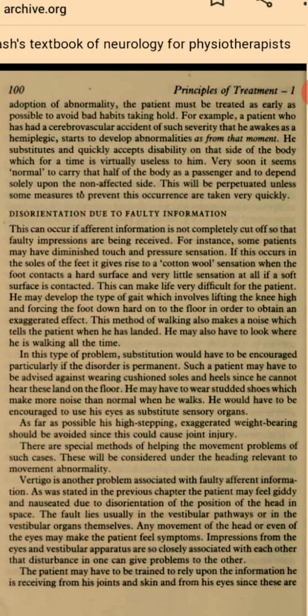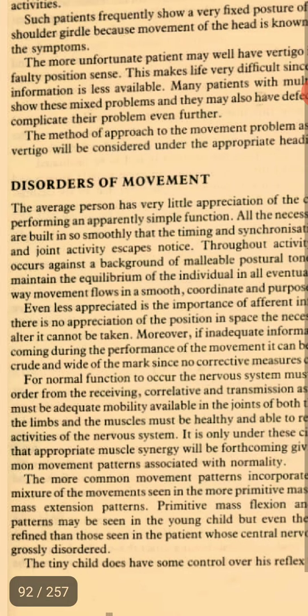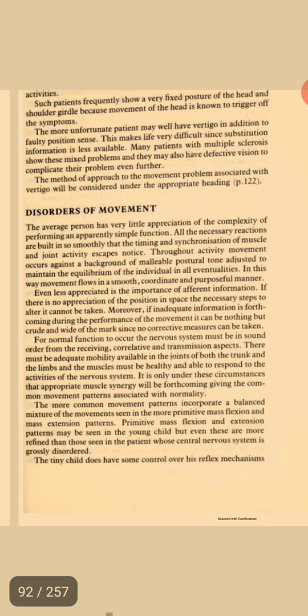Vertigo is another problem associated with faulty afferent information. As was stated in the previous chapter, the patient may feel giddy and nauseated due to disorientation of the position of the head in space. The fault lies usually in the vestibular pathways or in the vestibular organs themselves. Any movement of the head or even of the eyes may make the patient feel symptoms. Impressions from the eyes and vestibular apparatus are so closely associated with each other that disturbance in one can give problems to the other. The patient may have to be trained to rely upon the information he is receiving from his joints and skin and from his eyes, since these are activities.